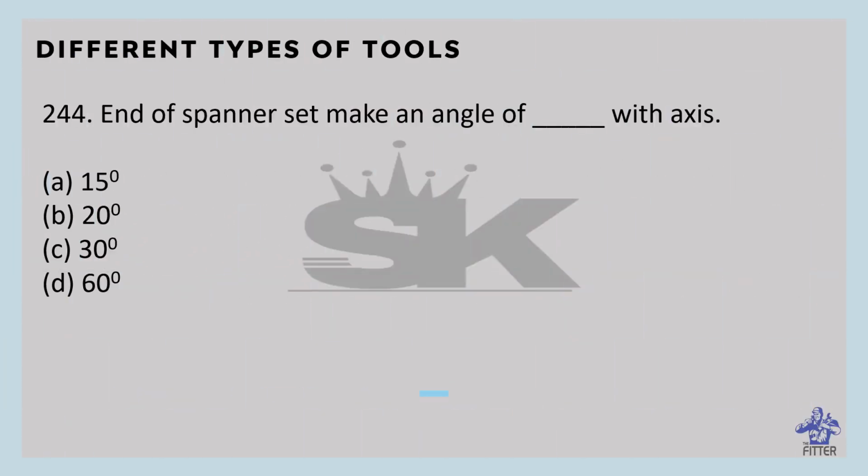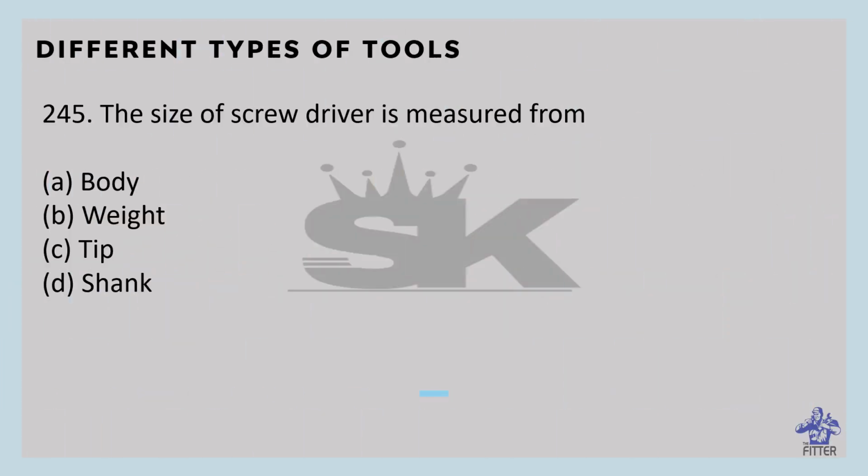The end of a spanner set makes an angle of dash with the axis, that is 15 degrees. A spanner is a tool used to provide grip and mechanical advantage in applying torque to turn objects. The end of a spanner set makes an angle of 15 degrees. The size of a screwdriver is measured from.